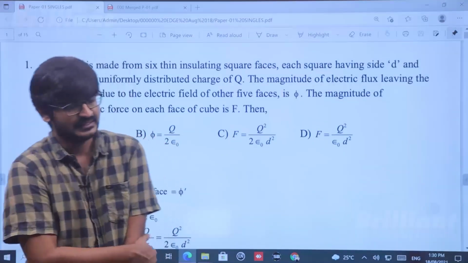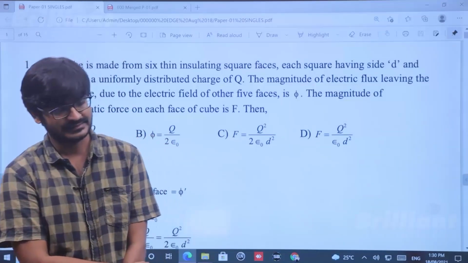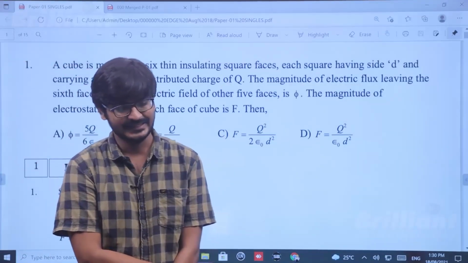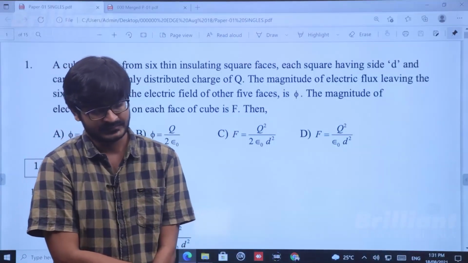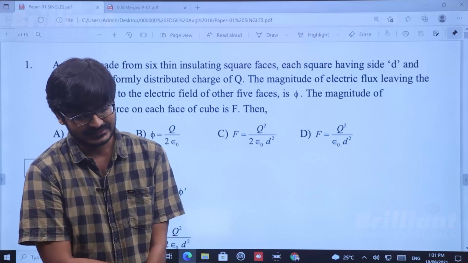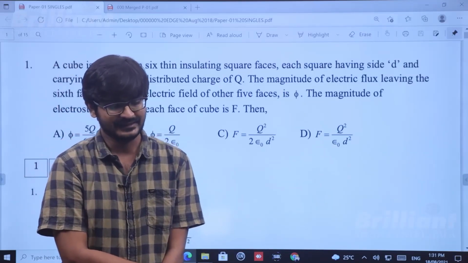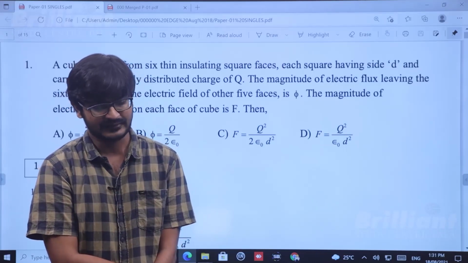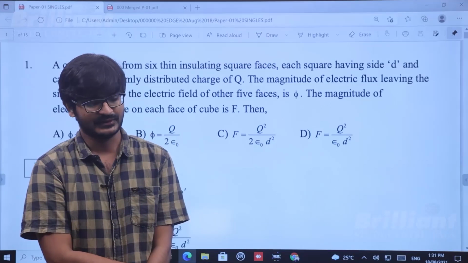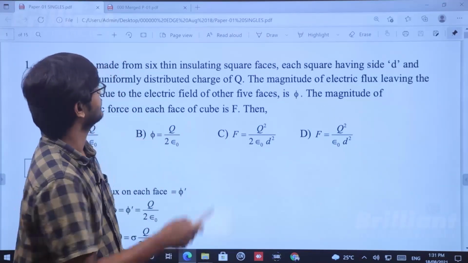The question says, a cube is made of 6 thin insulating square faces, each square having side D and carrying a uniformly distributed charge of Q. Each square is having a side D and charge Q. Magnitude of electric flux leaving the sixth face due to the electric field of the other 5 faces is phi, and magnitude of electrostatic force on each face of the cube is F, right?